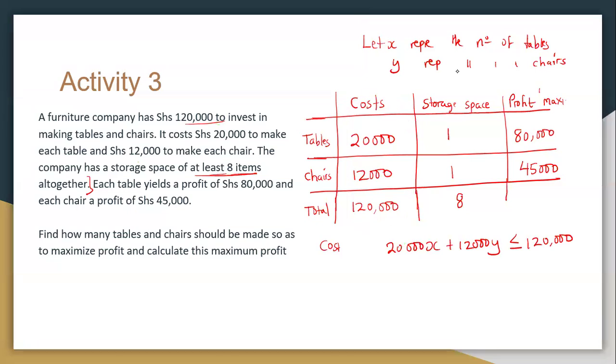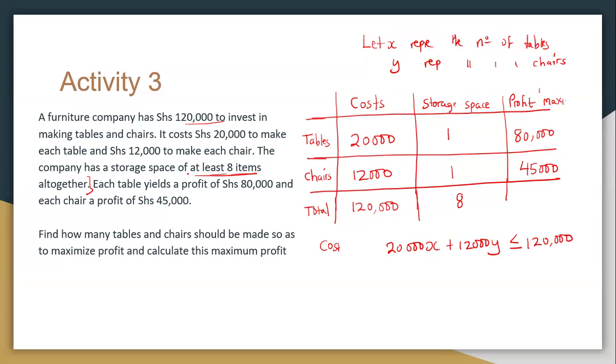Hope members are getting it. Then we go to the next one. It's going to be storage space. The company has a storage space of at least 8 items altogether. Members, can you first write for me that equation in the chat? First write it in the chat and we see. The company has a storage of at least 8 items altogether. I'm waiting for the answer. I want you to pick the word.